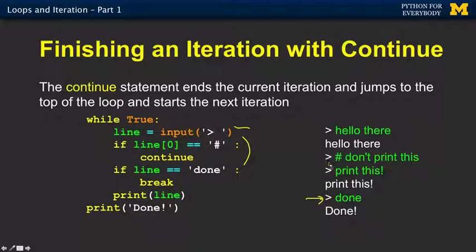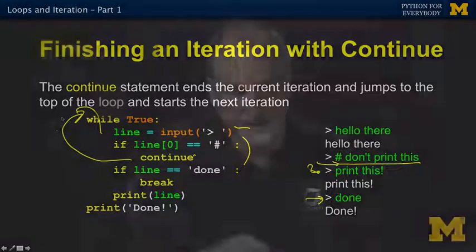What we do is, if we find a line like this one that has a pound sign as the first character, we skip back to the beginning of the loop. We go back down and we do another input. So we don't print that line, it does not print, it skips that. It's like skipping to the top of the loop, not skipping out of the loop. So break skips out of the loop, and continue skips to the top of the loop.